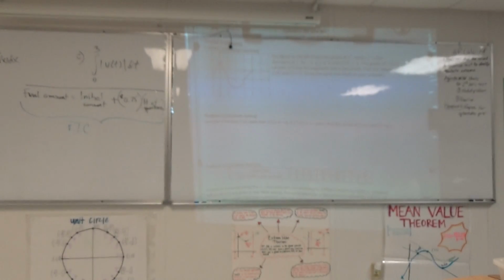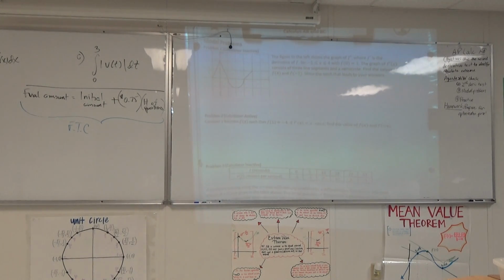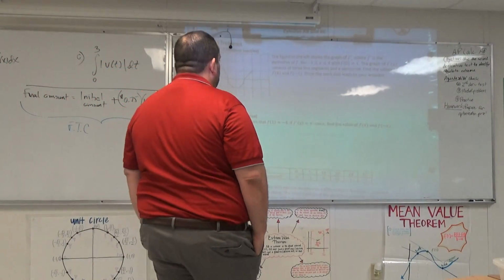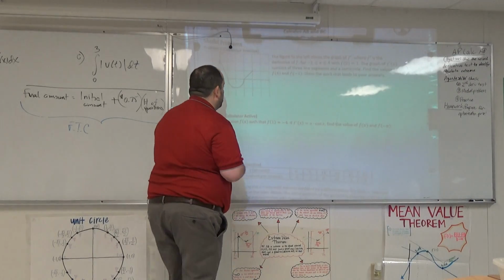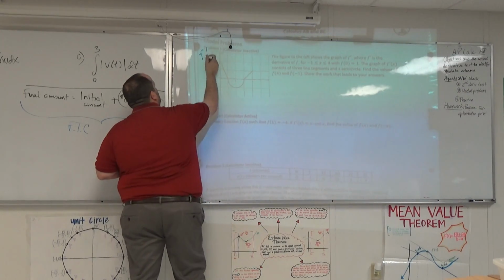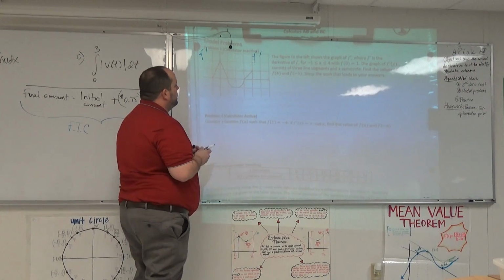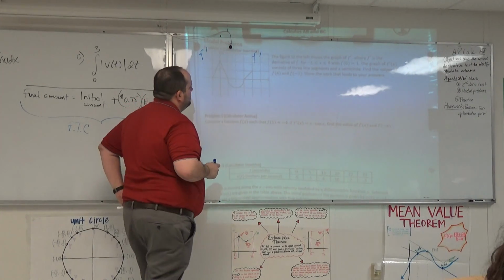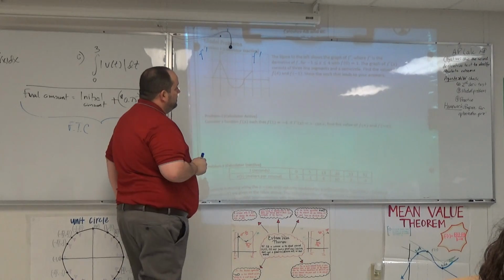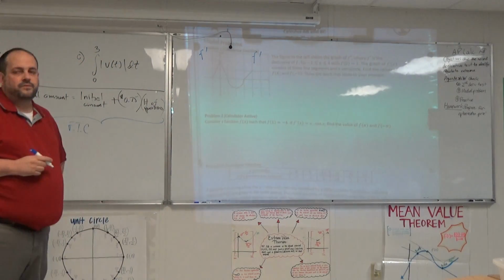You'll probably never use the phrase fundamental theorem of calculus in a word problem. Why would you? The figure to the left shows the graph of f prime. That might be important. F prime is the derivative. F of 0 is equal to 1. Find the values of f of 4 and f of negative 1.